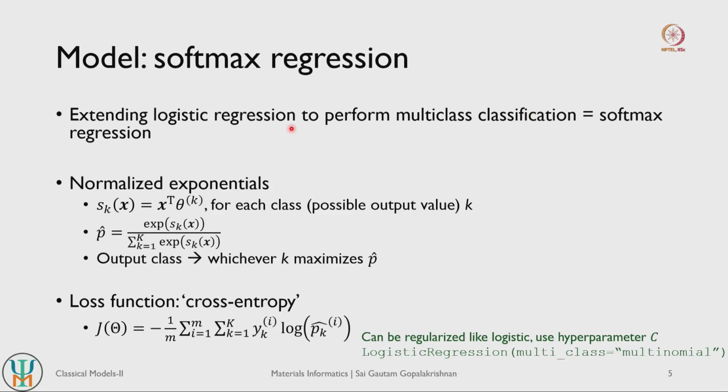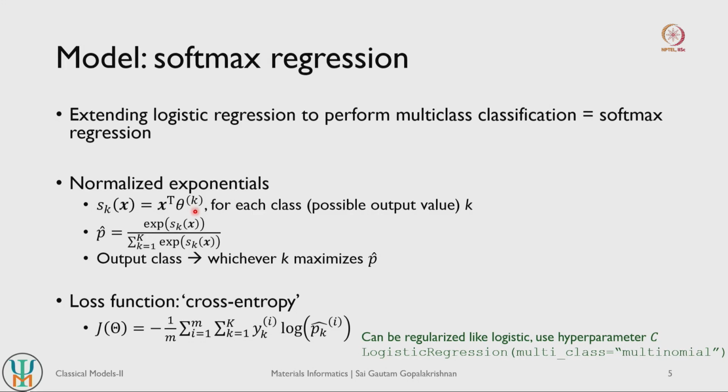So extending logistic regression to perform multi-class classification is basically what is referred to as softmax regression. So once again, although the name is softmax regression, it is actually a classification model. So how does softmax work? There is a slight modification in how the probability or the logistic is defined. So first you define an S_k function here, which is nothing but the transpose of your features times your set of weights and biases, but you define this function for a given class k, right.